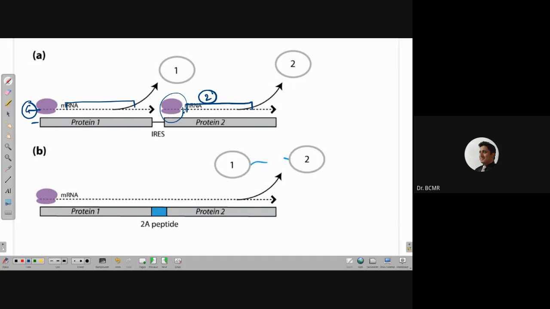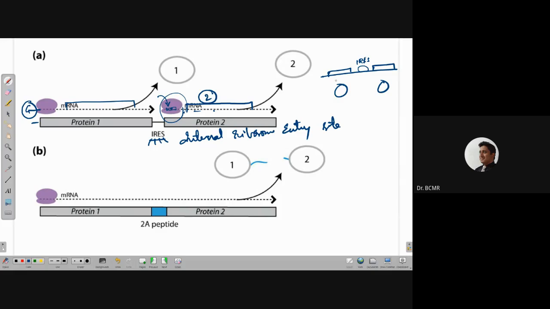In that situation, there is something called an IRES, internal ribosome entry site. These are small sequences onto which ribosomes can form an initiation complex and then translate the second ORF. So from one mRNA, you can generate 2 different proteins, but what you need is the IRES. That is one possibility.